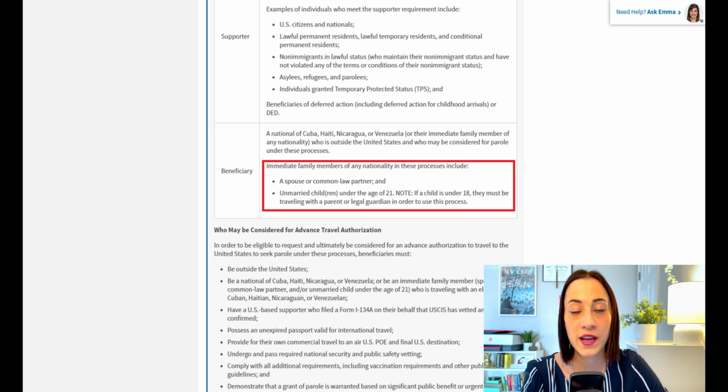Okay, the next common question that I get is, can you file the form I-134A for family members of the beneficiary who are not citizens of the listed countries? So can you file for somebody who is not a citizen of Cuba, Haiti, Nicaragua, Venezuela, or Ukraine? Again, based on the information provided on the USCIS site, it may be possible if the persons are immediate family members of the beneficiary that you are supporting. So the immediate family members in this case are spouses or unmarried children under the age of 21.